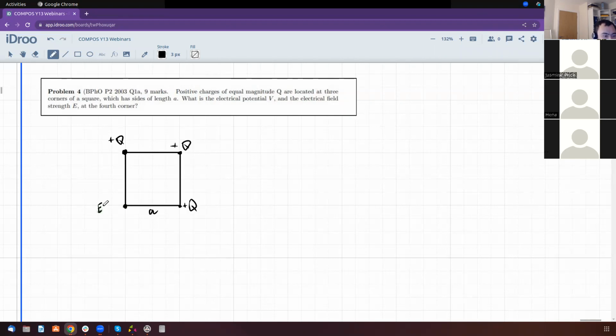So we need to find the field, and we need to find the potential. Potential is usually V. Okay. So the field from a point charge is 1/4 pi epsilon 0 multiplied by Q over R squared.